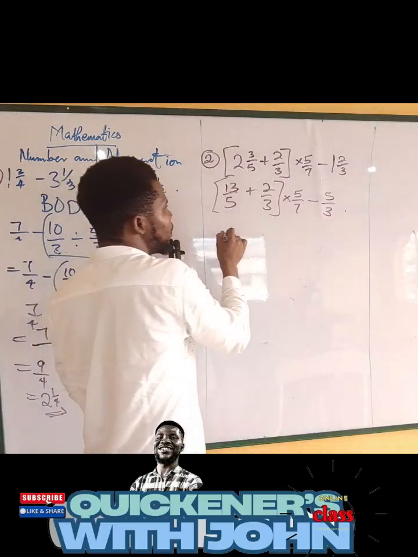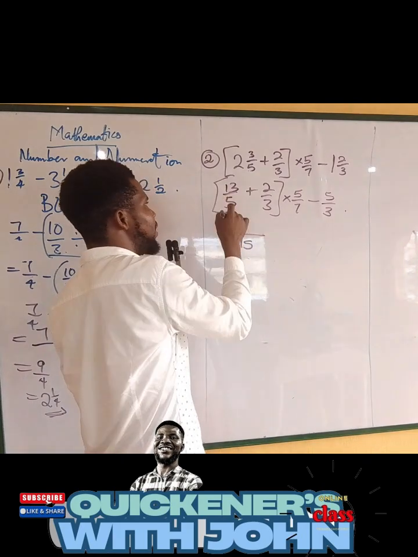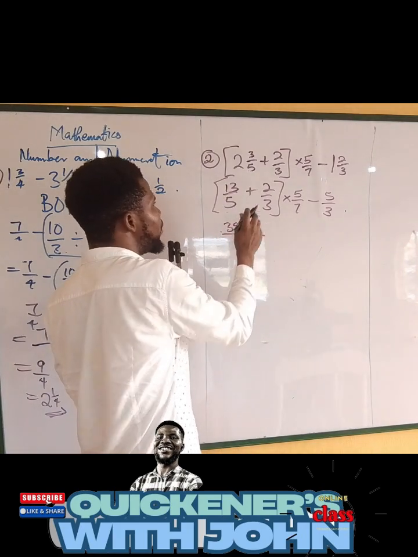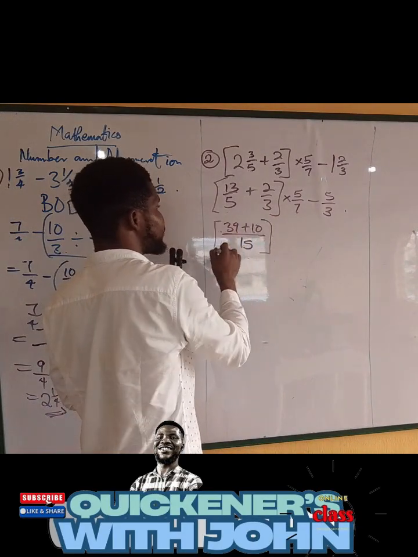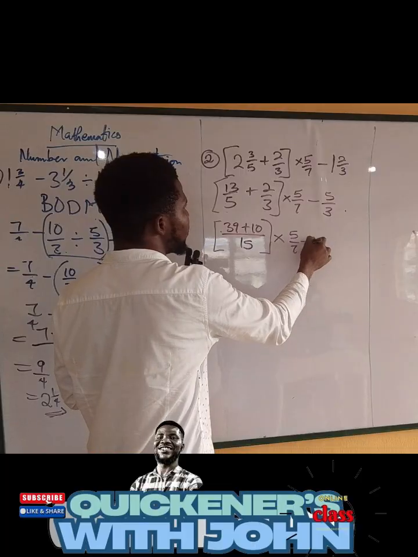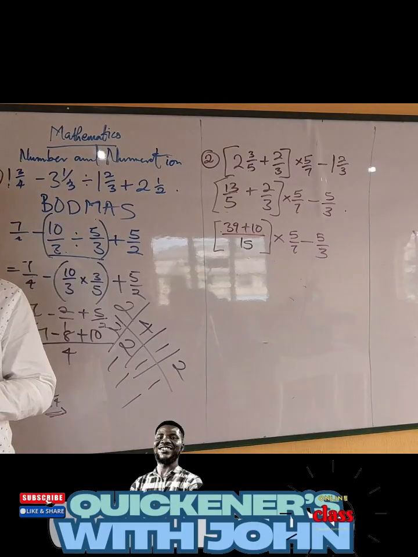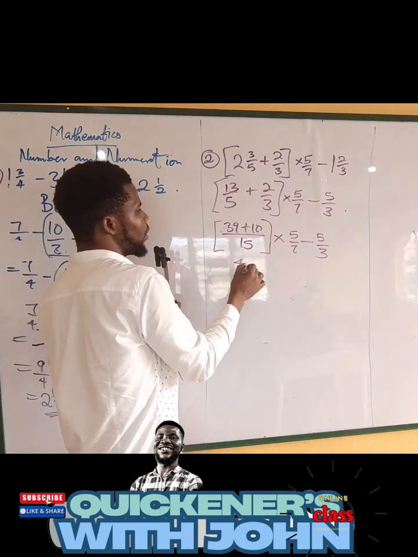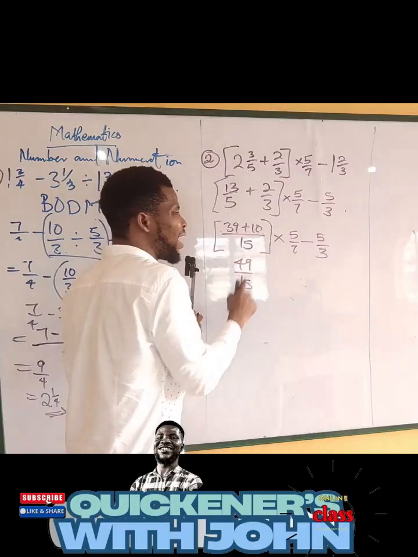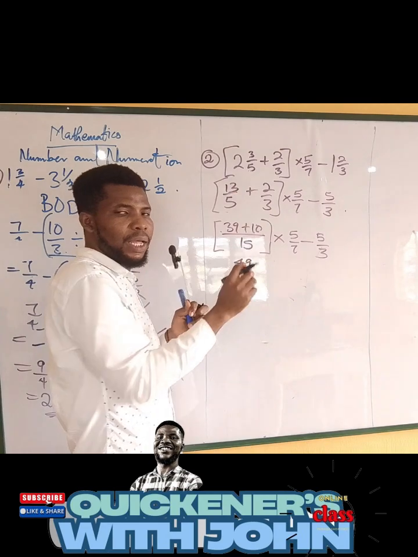So let's do that. LCM, 15 divided by 5, 3. 3 times 13, 39. So 15 divided by 3, 5. 5 times 2, 10, I mean. Please make sure everybody is paying attention. Look at the board. Stop writing. Add this, what do you have? 49 over 50.